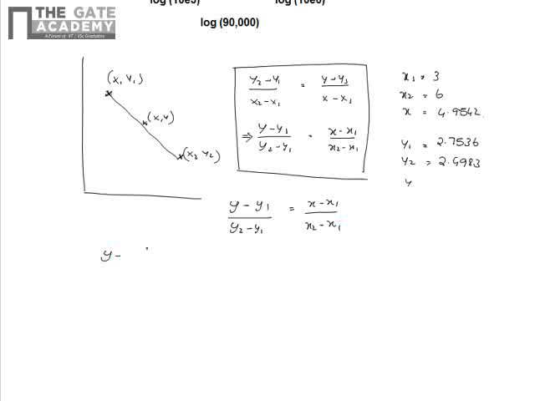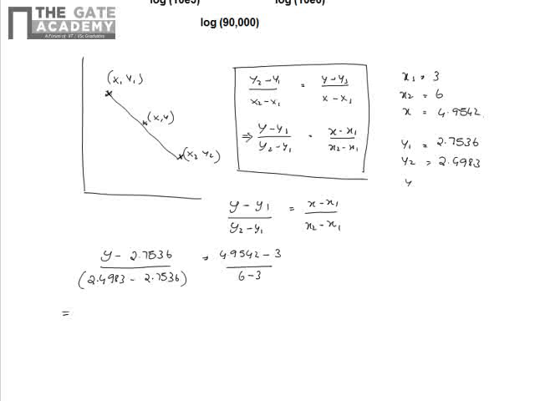So y minus y1 is 2.7536 divided by y2 minus y1. y2 is 2.4983 minus 2.7536, equals x minus x1. X is what? X is 4.9542, minus x1 is 3, divided by x2 minus x1. x2 is 6, 3.